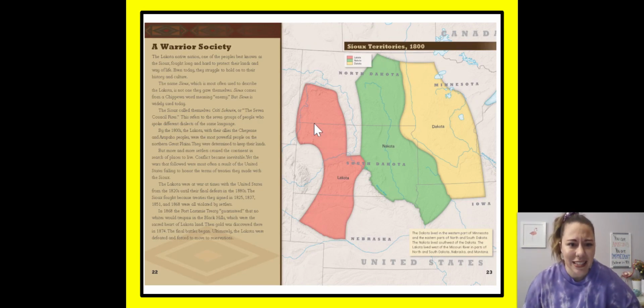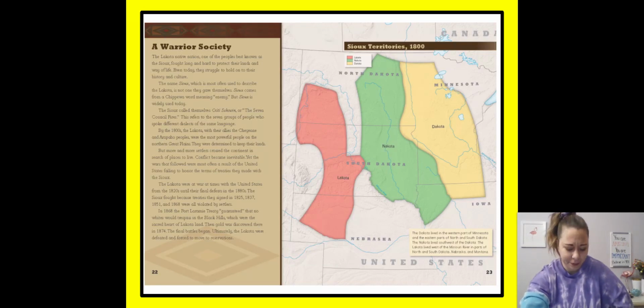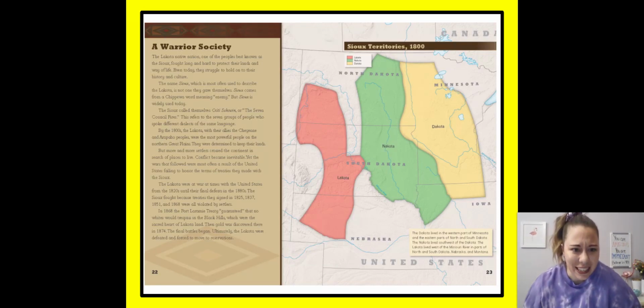Well, it says that the word Sioux actually meant enemy, but it's widely used today. So let's go ahead and include that. So they're powerful, and we know that people called them an enemy. So that must mean that they're powerful. Let's see what else we can put in there. So it says, let's see.